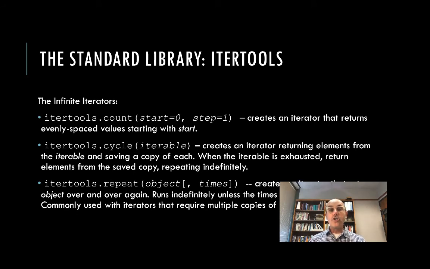So itertools.count starts from 0 and steps by 1. It creates evenly spaced values starting with the start value. And when we do itertools.cycle, it takes an iterable, returning elements from it and saving a copy of each. When the iterable is exhausted, the saved elements are copied and repeated indefinitely. So those are the things that we often encounter.